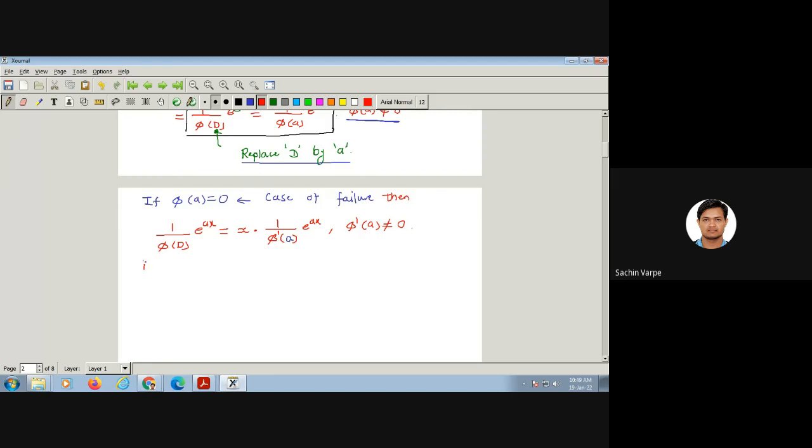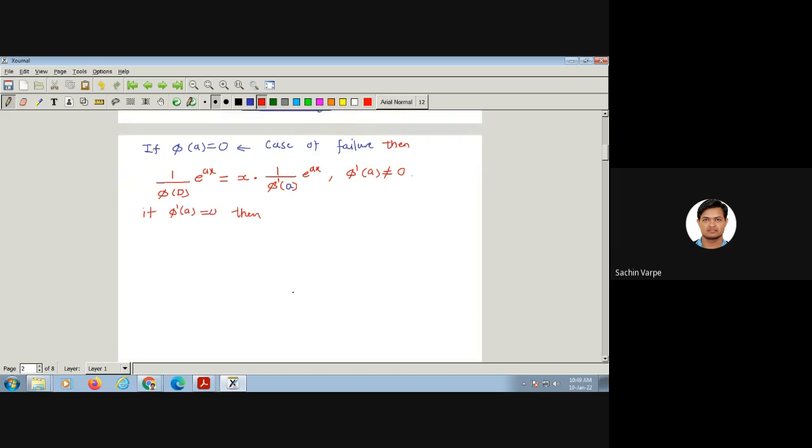Again, if phi dash of a is equal to 0, then what do we get? Then 1 upon phi of D e to the power ax will be equal to x into 1 upon phi double dash of a e to the power ax, provided that this phi double dash of a must be non-zero. So until I get this denominator non-zero, I will keep taking the derivative. And I'll multiply by the independent variable x that many times. Is it clear?